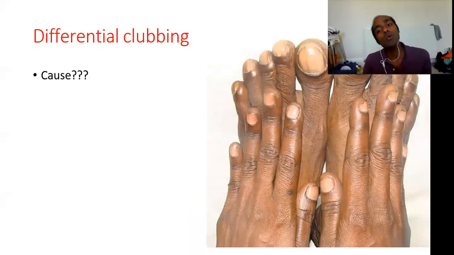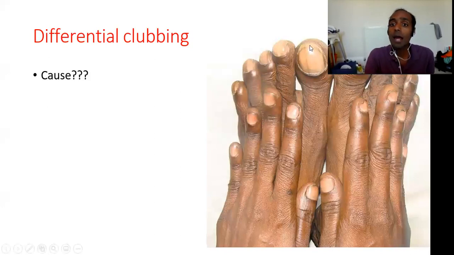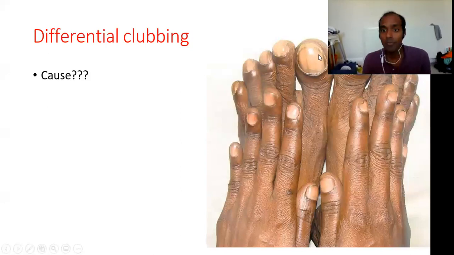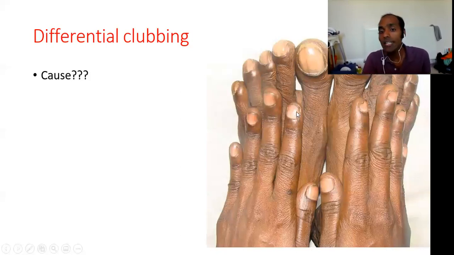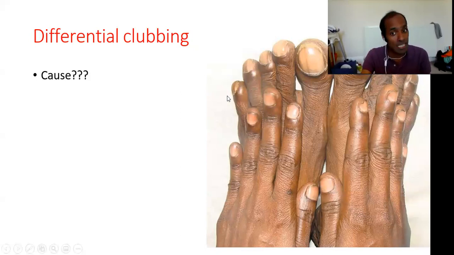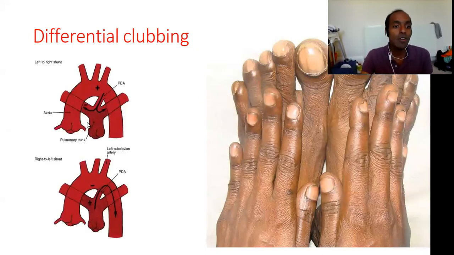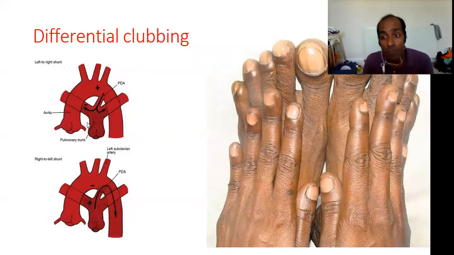In this patient, it's interesting to note that there is clubbing only in the toes, but not in the fingers. That's very clearly seen. Clubbing in the toes and not in the fingers is called differential clubbing. And it is seen in a very specific condition, a reversed patent ductus arteriosus.